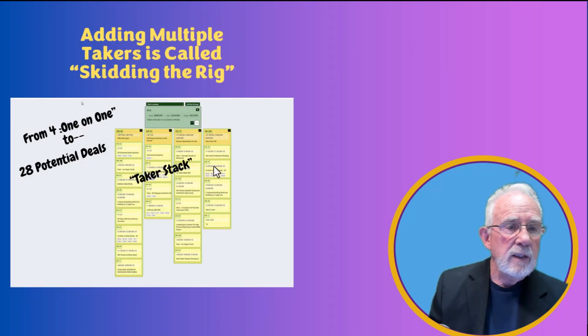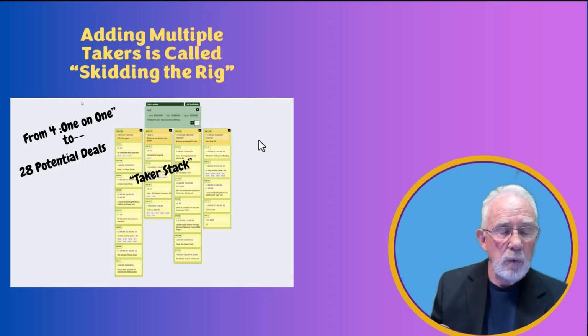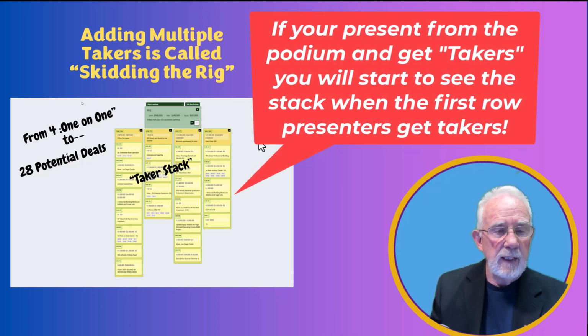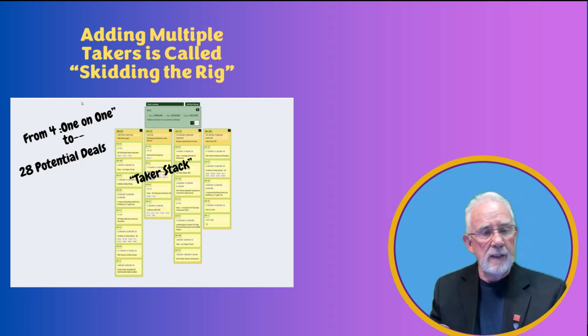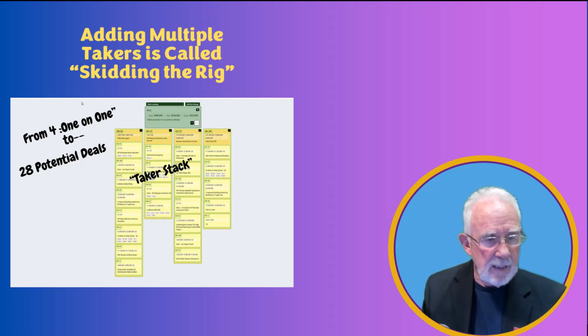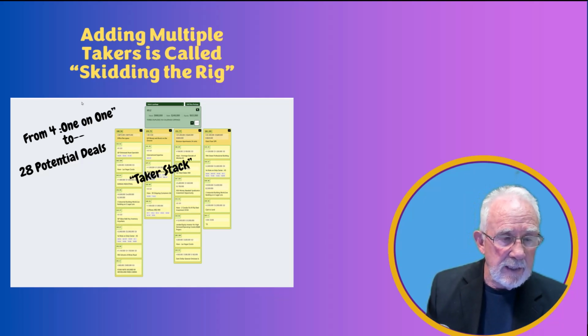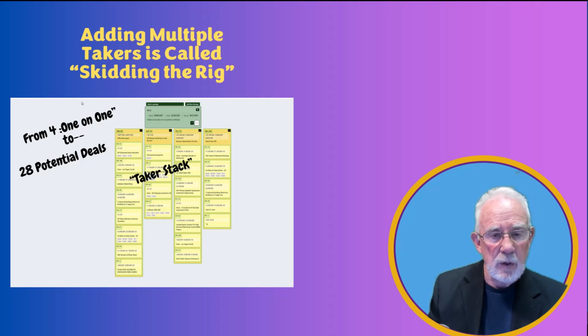So skidding the rig, we've gone from 4 direct takers, which is a one-on-one deal, to 28 potential deals, and that's the taker stack. And that's what you want. You want to be somewhere in that taker stack. You want to be in that taker stack because then that person at the top of the board, that client, can have anything in the stack, and they may be able to choose your property. So you want to be in that taker stack.